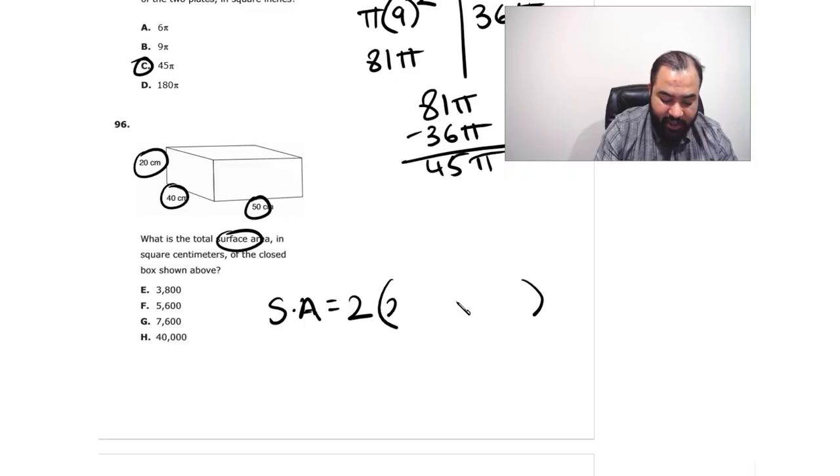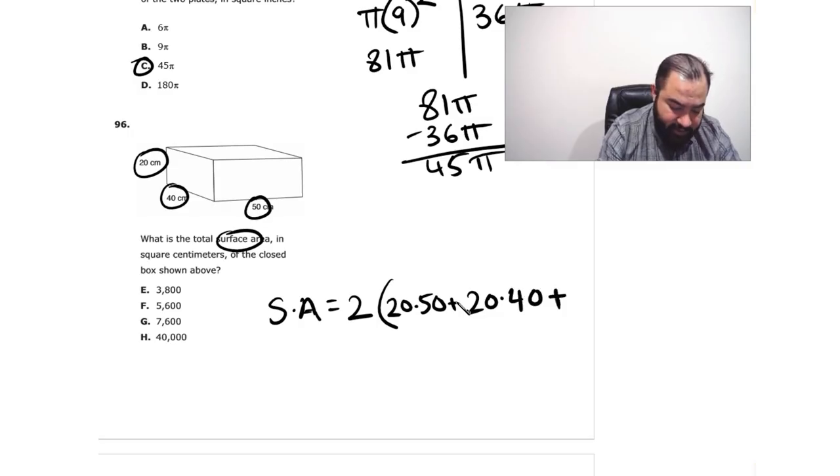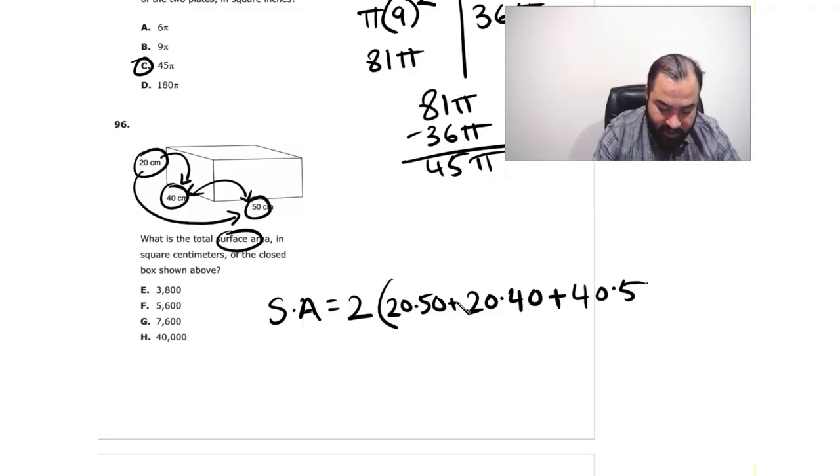So I'll just write 20 times 50, let's say, plus 20 times 40 plus, so I did 20 times this, and I did this times this. What remains? This times this. So 40 times 50, and that will give you the answer. So you can see I just switch around the 3 numbers.